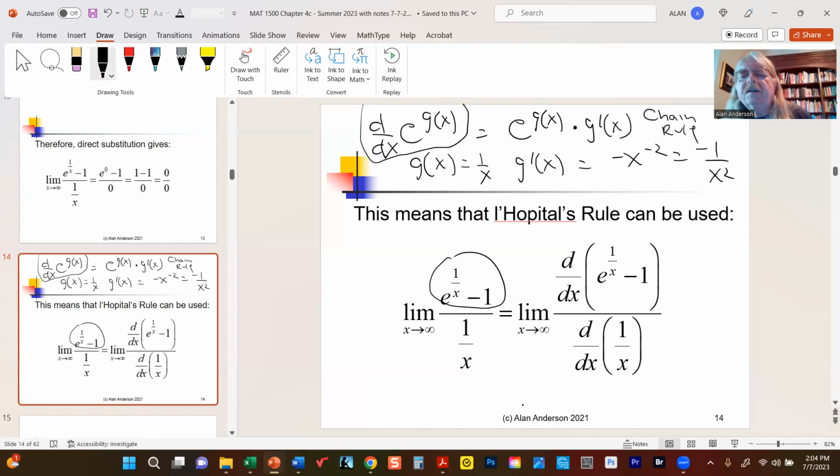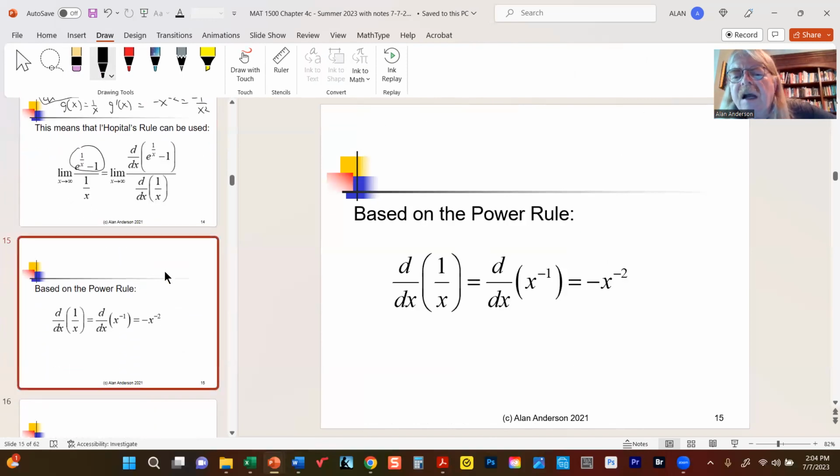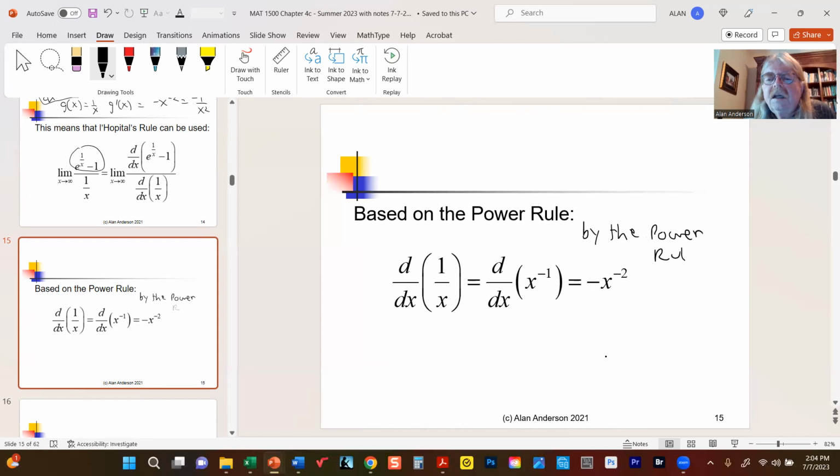So how do we take the derivative of e to the 1 over x minus 1? And how do we take the derivative of 1 over x? Okay, well, the denominator is a breeze. Because remember, 1 over x is just x to the minus 1. And by the power rule, we end up with negative x to the minus 2 power.